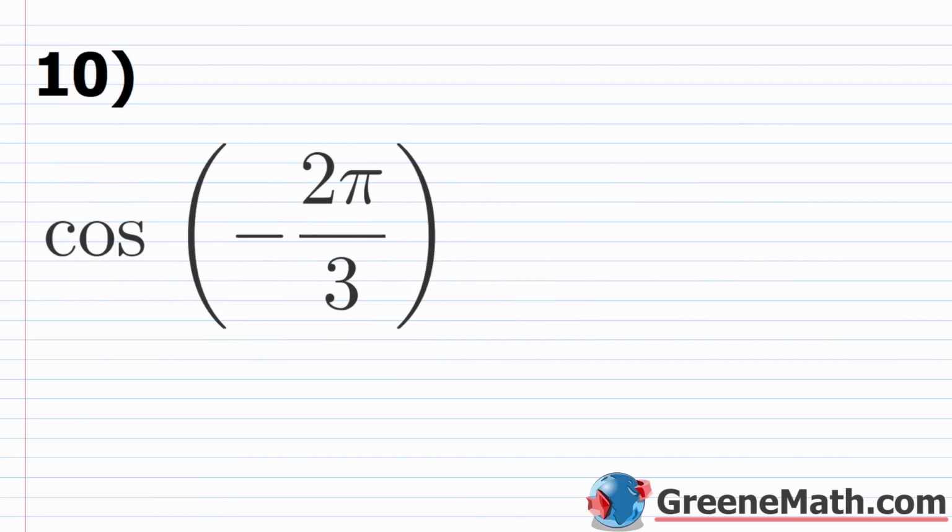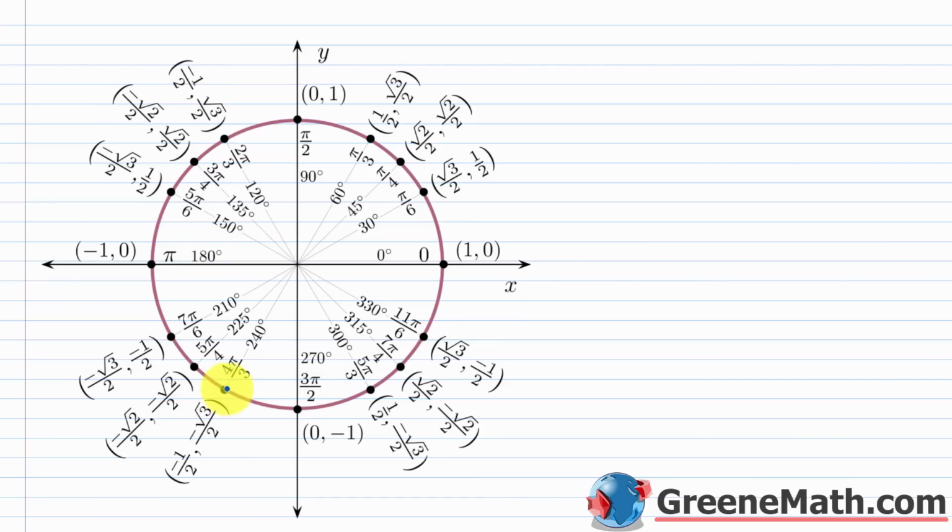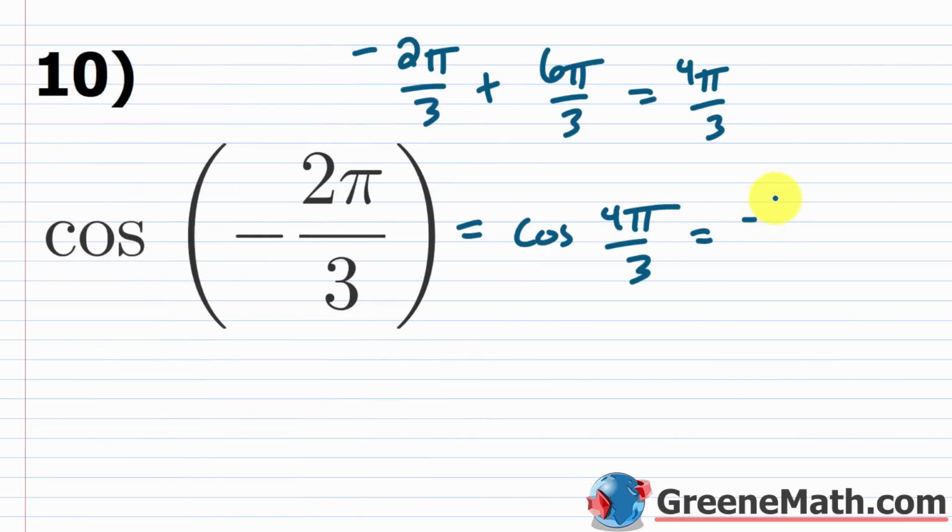Okay, for problem 10, let's look at the cosine of negative 2 pi over 3. So again, I'll say that negative 2 pi over 3. Let's find the coterminal angle. So I'm just going to add 2 pi, and I'll multiply this by 3 over 3. So I'm going to get 6 pi over 3. So this gives me 4 pi over 3. So we'll say this is equal to the cosine of 4 pi over 3. Jump down here. 4 pi over 3 is going to be right here. And so my cosine value is that x coordinate there, which is negative 1/2. So coming back, I'll just say this is negative 1/2.